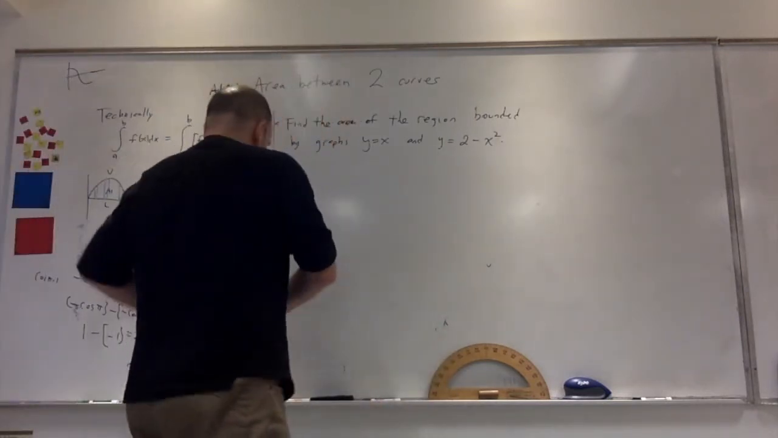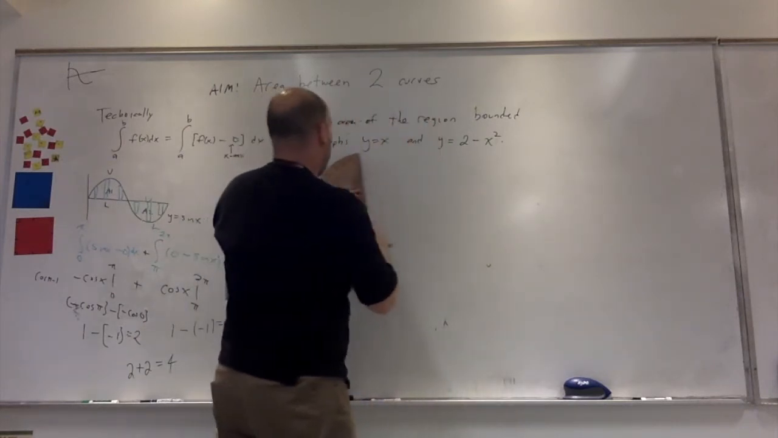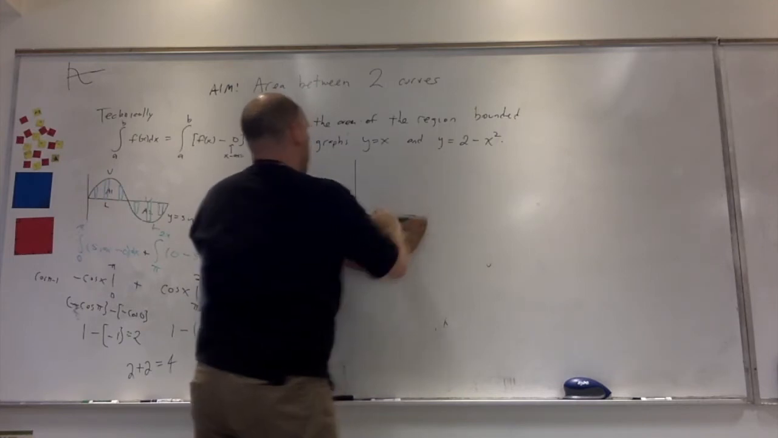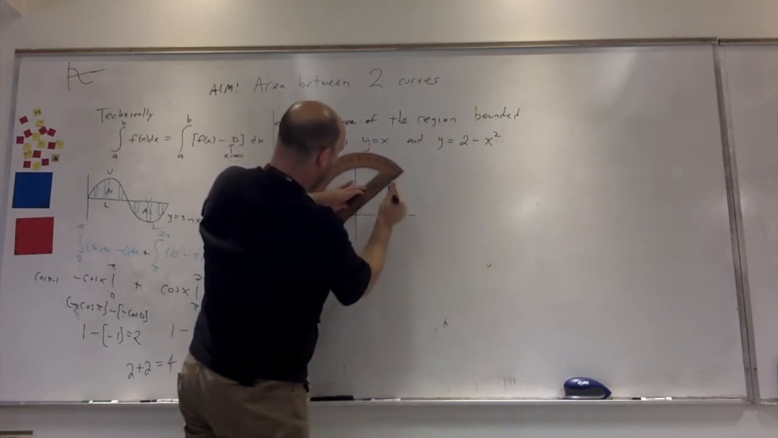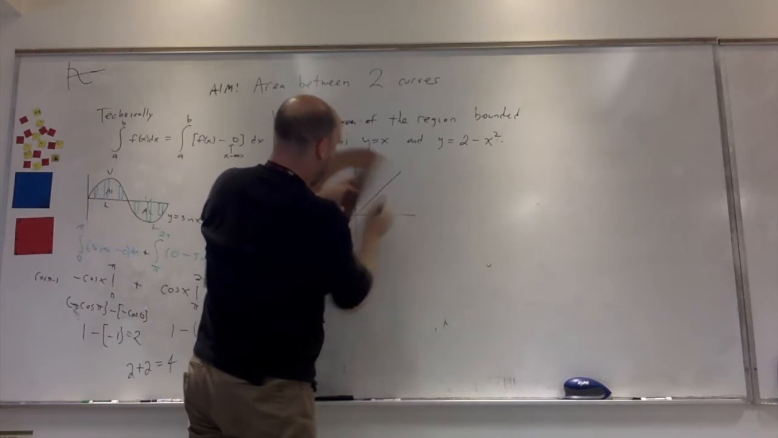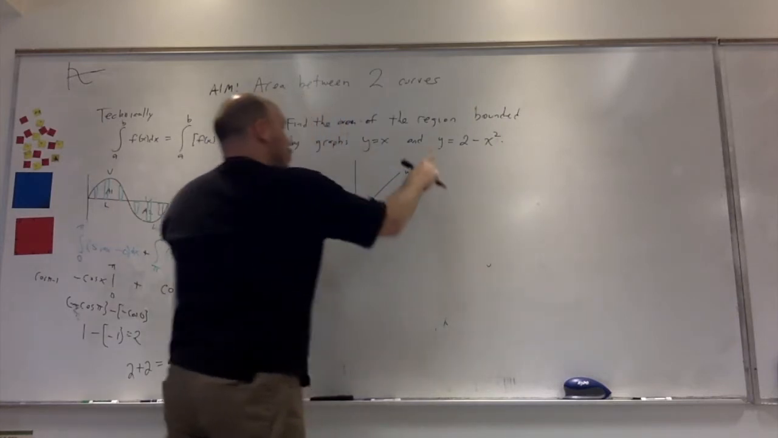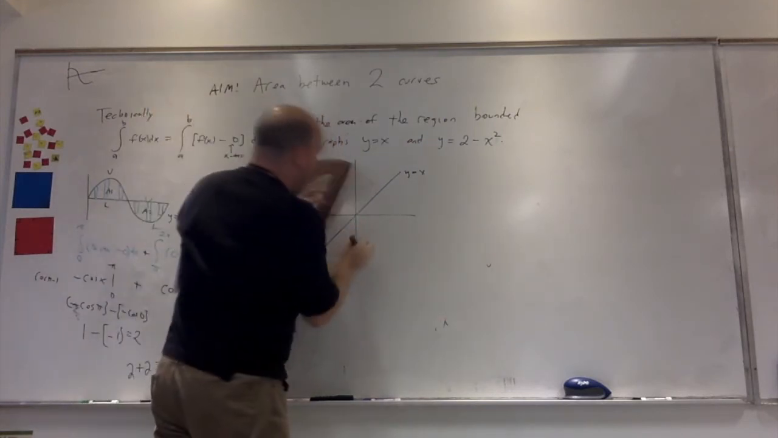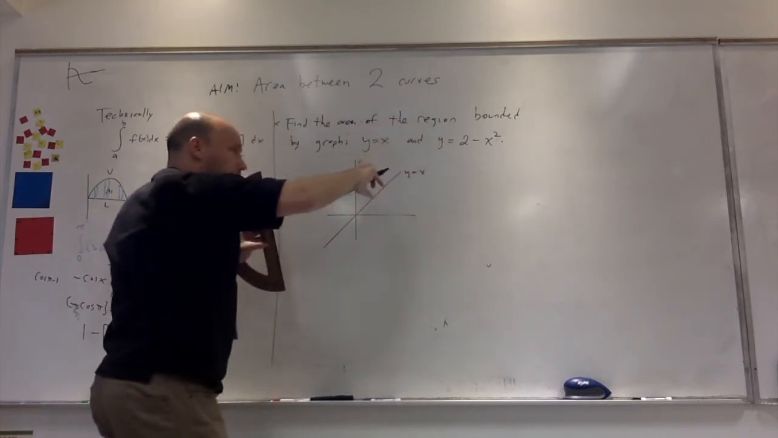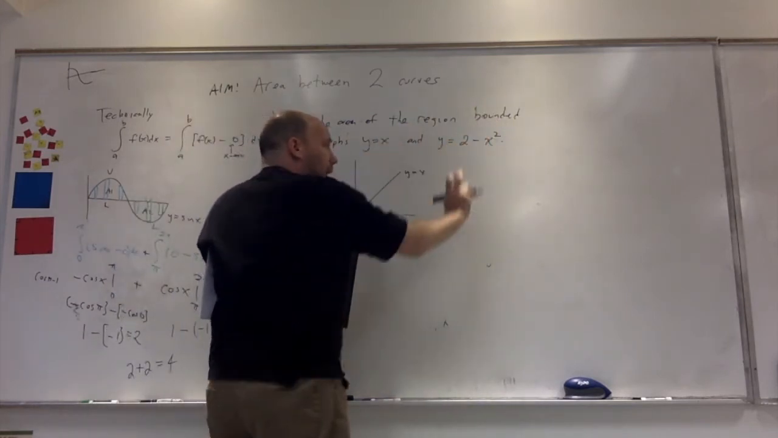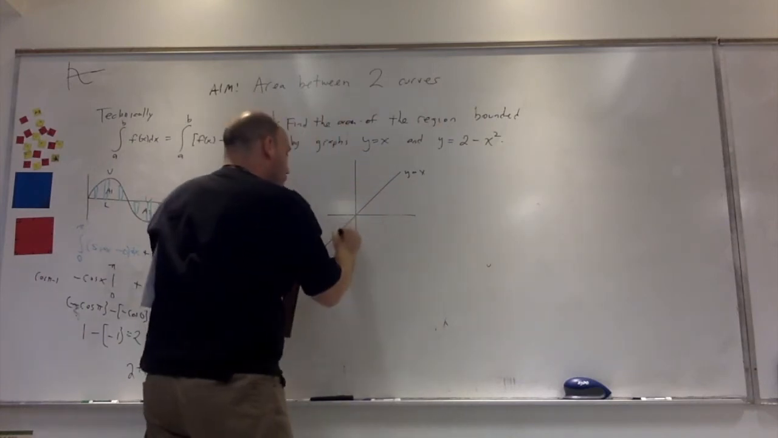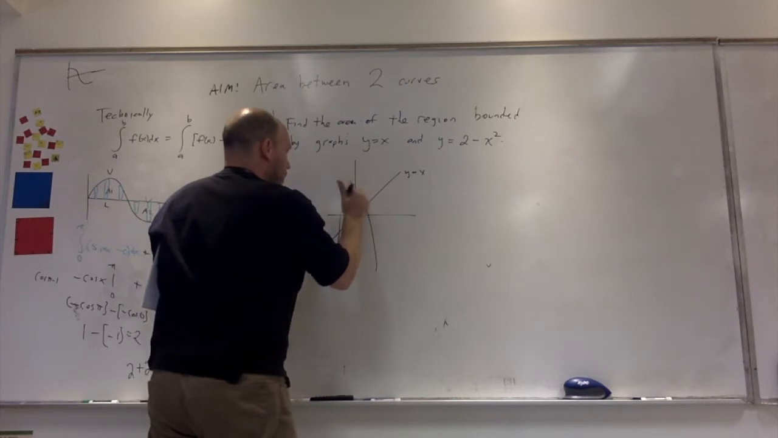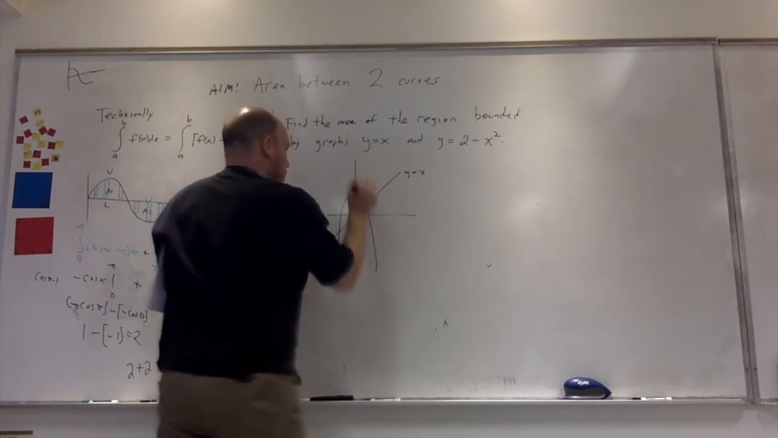Okay, so I'm going to make a sketch on the side. I know my first graph is a line, y equals x. The question is, what is this next graph? That's a parabola, it's x squared, it's a frown, and it's moved up 2. So we know it looks something like this.